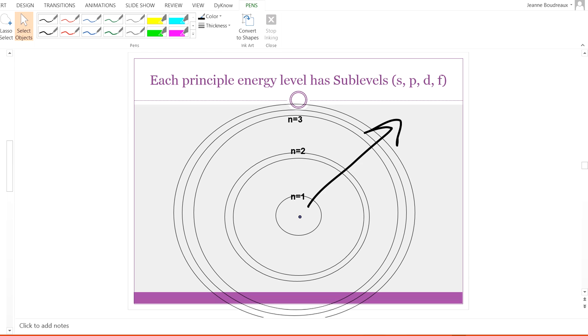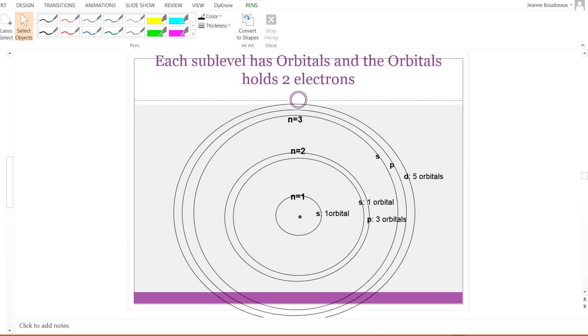Which makes sense if you think back to your Bohr diagrams in physical science. The ones that you did with the little dots, and as you moved away from the nucleus, you had more and more electrons. Well, the reason you can have more and more electrons is because the energy levels are bigger and there's more room there.